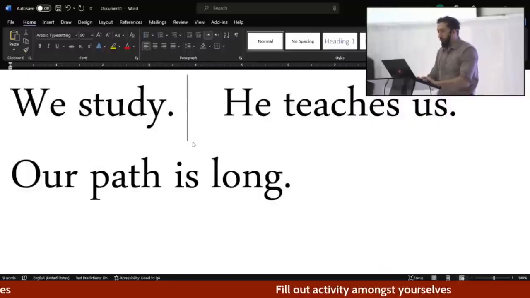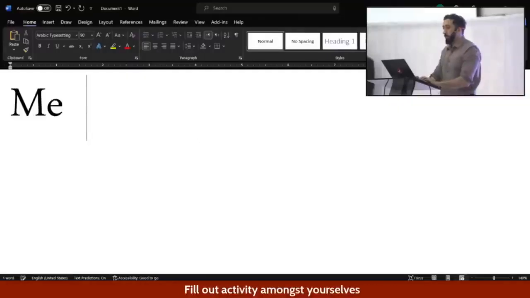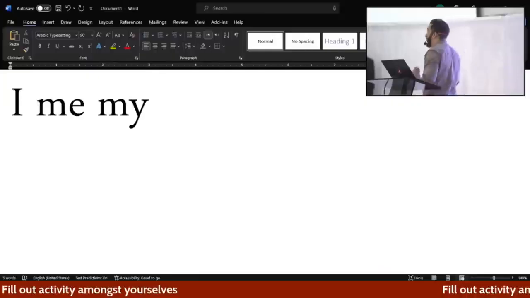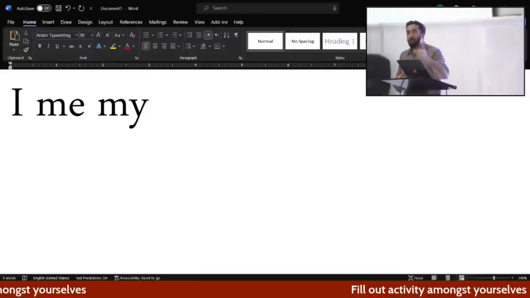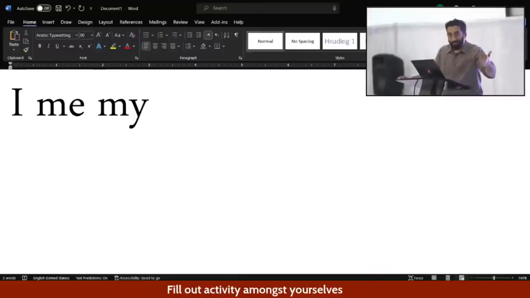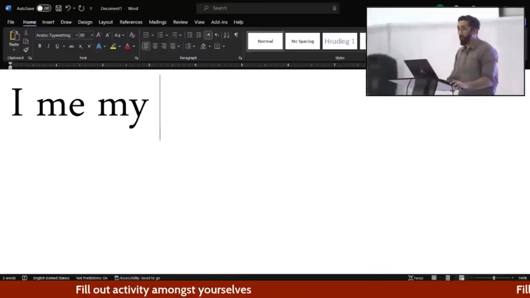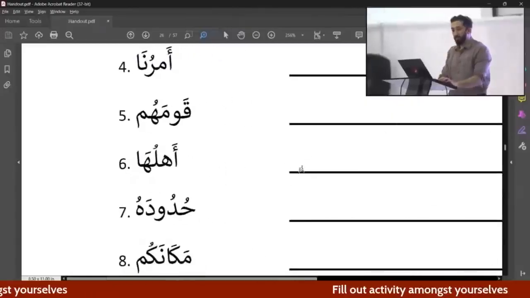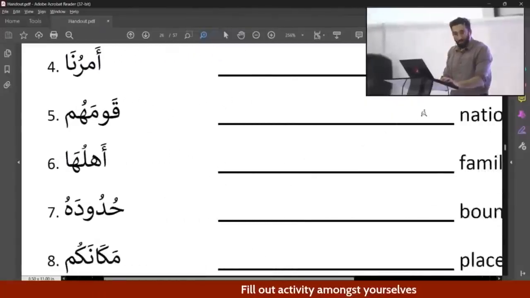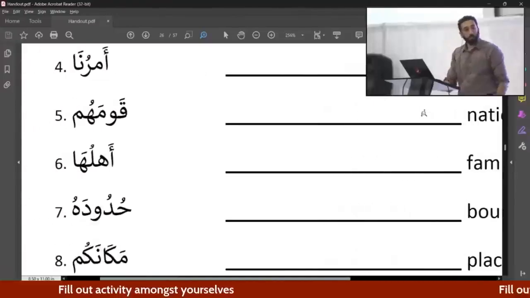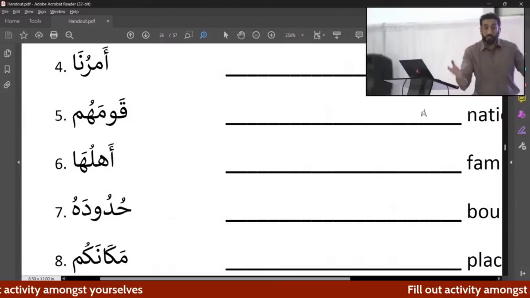Okay. What about between me or I, me, and my? Which one is rafa', which one is nasab, which one is jar? What do you think? I is what? Rafa'. Me is nasab, and my is jar. Now you're getting it. That's why we're not going to say we command. We're going to say our command. Okay? If it's detached, then it's we.